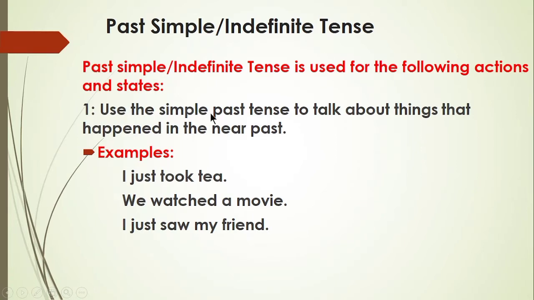Number one, use the simple past tense to talk about things that happened in the near past. So anything that happens in the near past is expressed in past simple tense. For example, I just took tea. It means that just a moment ago I took tea. We watched a movie. So it means the action happened in the near past. I just saw my friend. So I met him or I saw him a minute ago or a few minutes ago. So something that happens in the near past is expressed in past simple tense.